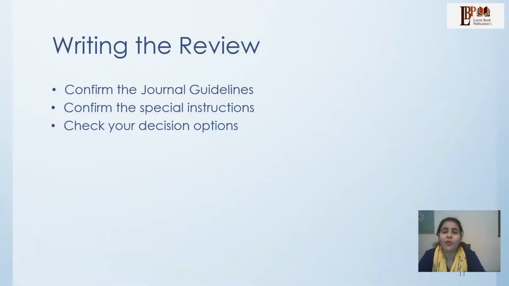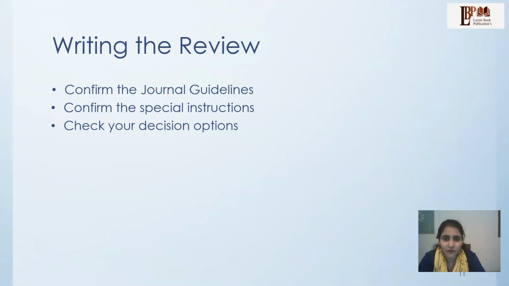Okay, so now finally the turn comes when you have to write the review. For writing the review, you need to confirm 3 important points. So what are those points? As you can clearly see on your screens, confirm the journal guidelines. Second is to confirm the special instructions. And third is to check your decision options.